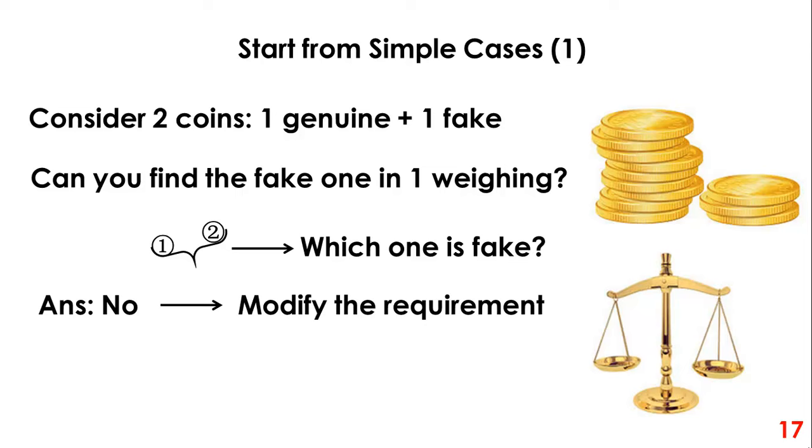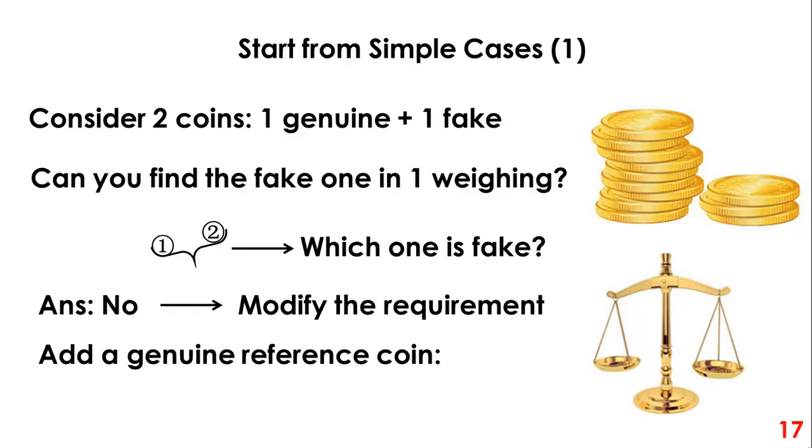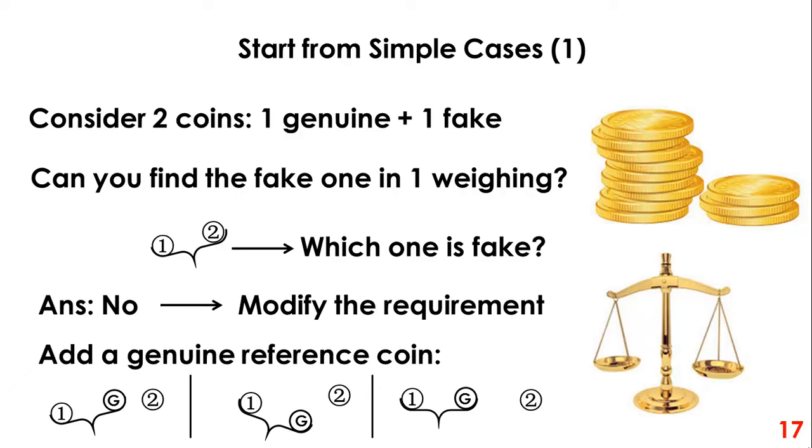But if we modify the requirement a little bit and add some extra information, a genuine reference coin, then you have a good reference coin. You compare coin 1 with the reference good one. Basically you have 3 cases: 2 cases uneven, and the 3rd one even.